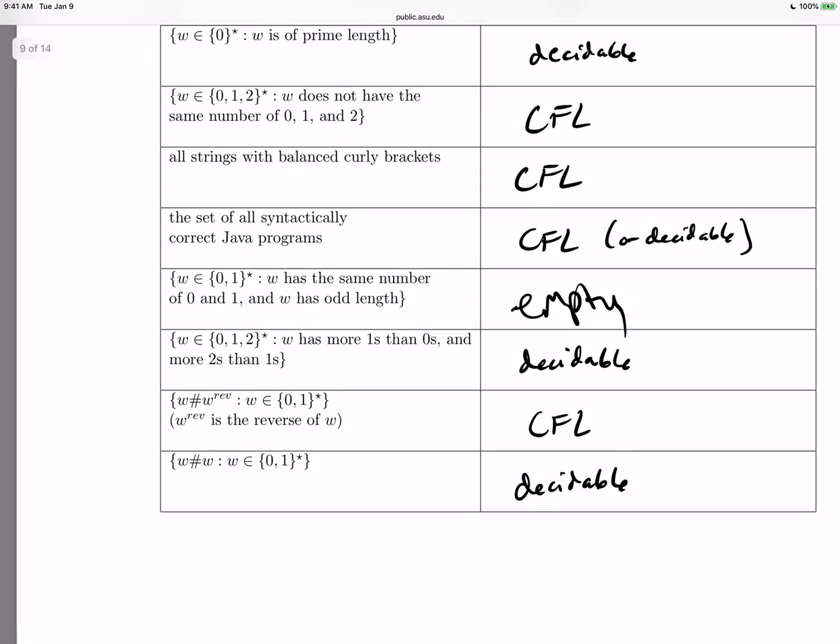Well, if it has the same number of zeros and ones, doesn't it have to have even length? Well, because it's an empty language because there's no strings in it.